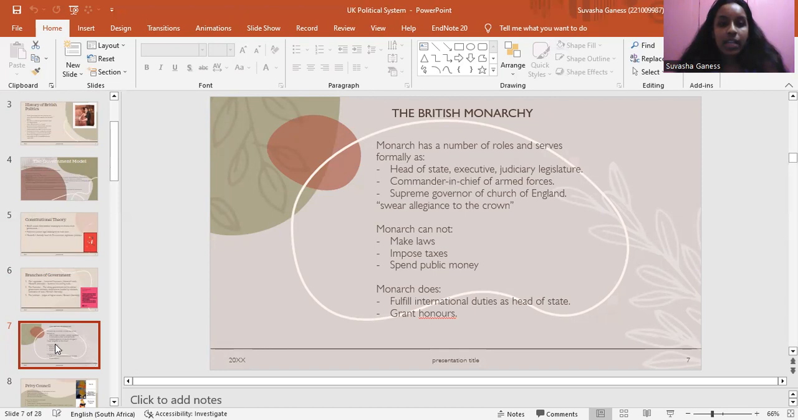All ministers and officials of the central government are the monarch's servants, and judges, military officers, peers, and bishops of the Church of England swear allegiance to the crown. The executive and legislative duties performed by the monarch include summoning, opening, and dissolving parliaments, giving royal assent to bills, granting honors, holding audiences with prime ministers, giving pardons to some convicted criminals, and fulfilling international duties as the head of state, right?